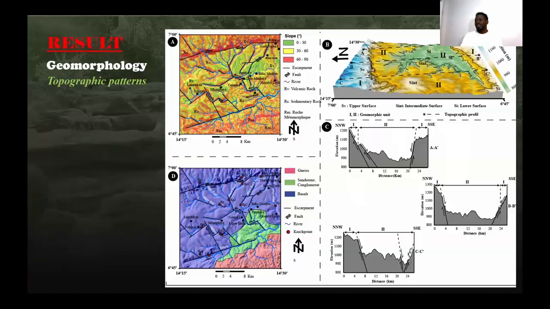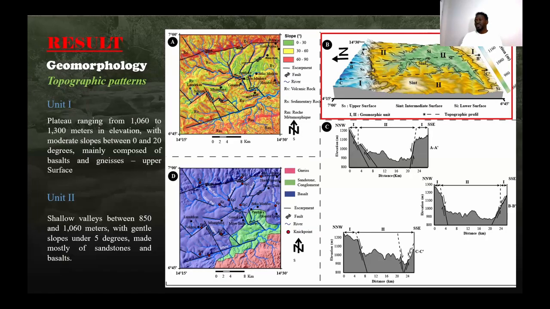The study area shows a bimodal relief. We have the first unit, which is a plateau ranging from 1060 to 1300 meters in elevation, with moderate slopes between 0 and 20 degrees. It is mainly composed of basalt, as you can see here in blue on the geological map, and it corresponds to the upper surfaces in blue here in this digital elevation model.